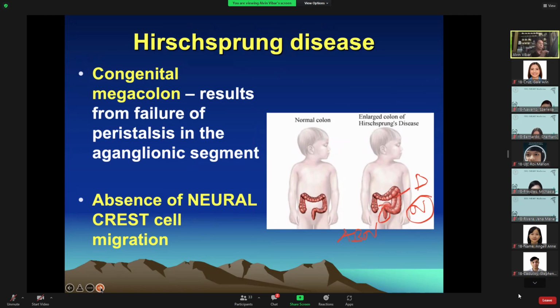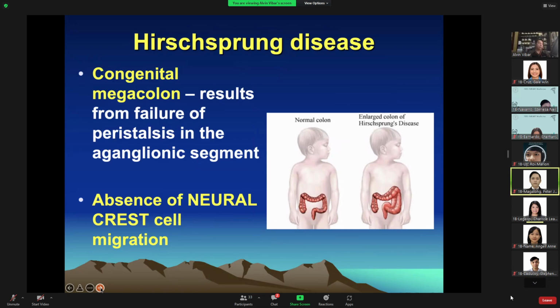Ulit. Dilated is abnormal, normal. Normal po. Constricted is abnormal, normal. Abnormal. So, sino ang walang myenteric plexus dyan sa dalawang yan? Yung dilated or yung constricted? Constricted. This is not moving. This is not functional. Okay? The normal segment, bakit nag-dilate?